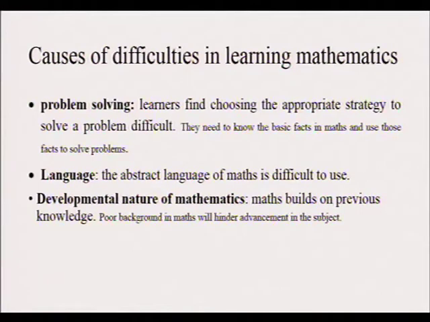Another difficulty, and it's a very serious one, is the developmental nature of mathematics. Mathematics builds on previous knowledge. Poor background in mathematics will hinder advancement in the subject. So here, learners are doing the senior primaries from grade 4, and then it covers 5, 6, and grade 7. Anywhere a gap is created between there, a learner will not be able to move on comfortably.